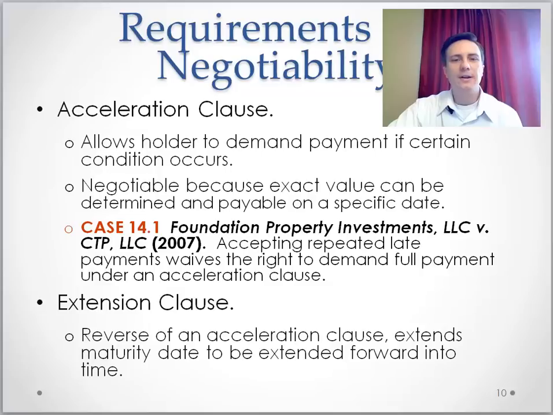Okay, what about an extension clause? This is the reverse of an acceleration clause. This says this loan is due on June 1st, unless an extension is granted, and then it's due on August 1st. Uh-oh, do we have a condition now? Is this going to destroy the negotiability? No, this is fine as long as it is, again, ascertainable, the exact value can be determined, and still a specific date can be determined. In those two exceptional cases, we can still have these conditions and remain negotiable.